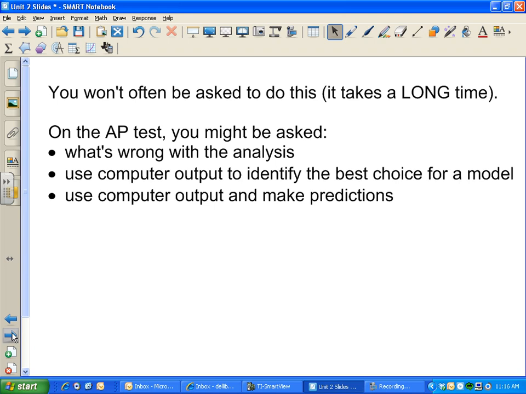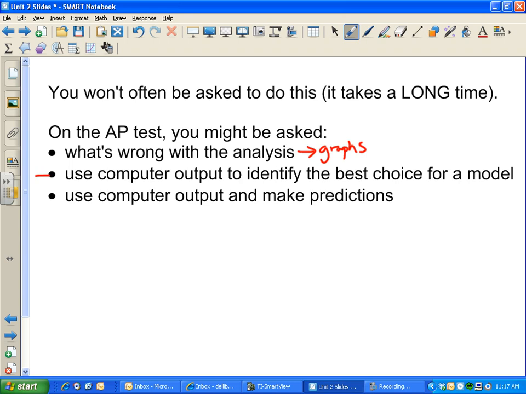For example, you might be asked to say what's wrong with the analysis. I'm thinking you're looking at a scatter plot or a residual plot. So you're looking at graphs and you're commenting, right? Oh, well, this linear regression is not appropriate because the scatter plot is curved. Or this linear regression is not appropriate because the residual plot shows some shape. So that could certainly happen.